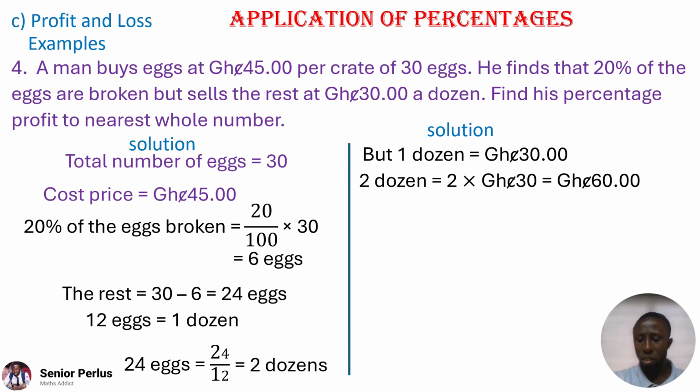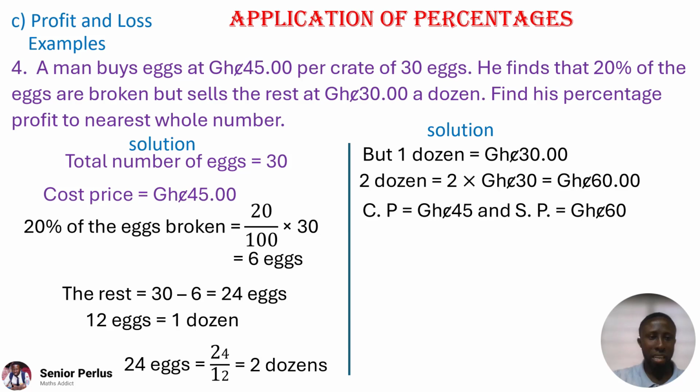Good. So for us to get the cost price, our cost price is 45. That's what the man bought, and our selling price is what? 60 Ghana cedi. Yes, that's what you are looking for. So a man buys eggs at 45 per crate of eggs, and he found out 20% of the eggs are broken. That's why it says, and she sells the rest. So that's the rest that you are finding. That's the selling price.